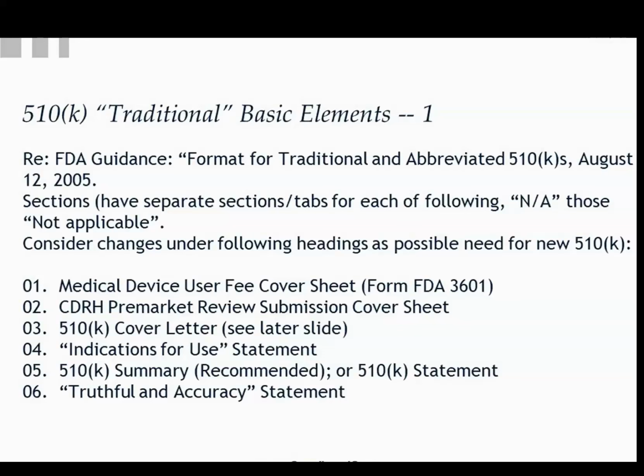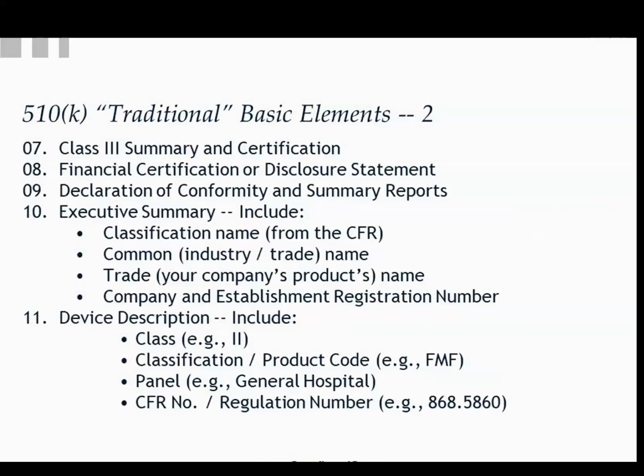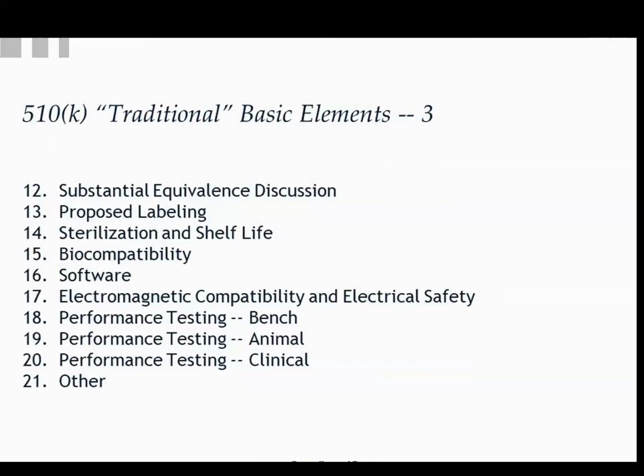Truthful and accurate is not a consideration for considering filing a new one. Class 3 summary and certification would not be a document you care to refer to. Financial certification, not. Declaration of conformity and summary report, yes, it would. An executive summary, definitely. And device description. These would all be sections in your old 510(k) you'd want to review to see if anything of the major has significantly changed, raising new issues of safety and efficacy. The substantial equivalence discussion would certainly be a key document looked at.